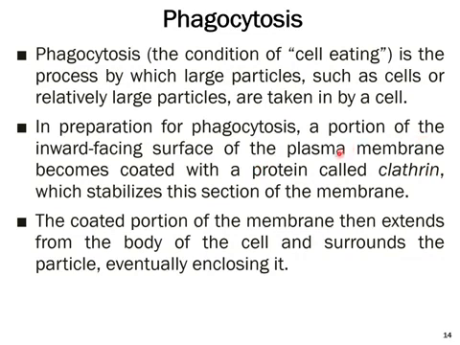In preparation for phagocytosis, a portion of the inward facing surface of the plasma membrane becomes coated with a protein called clathrin, which stabilizes this section of the membrane. So the portion of the plasma membrane which is forming an invagination towards the inside is coated with a protein called clathrin. That protein stabilizes this section of the membrane so that it does not burst or get ruptured. And the coated portion of the membrane then extends from the body of the cell and surrounds the particle, eventually enclosing it.